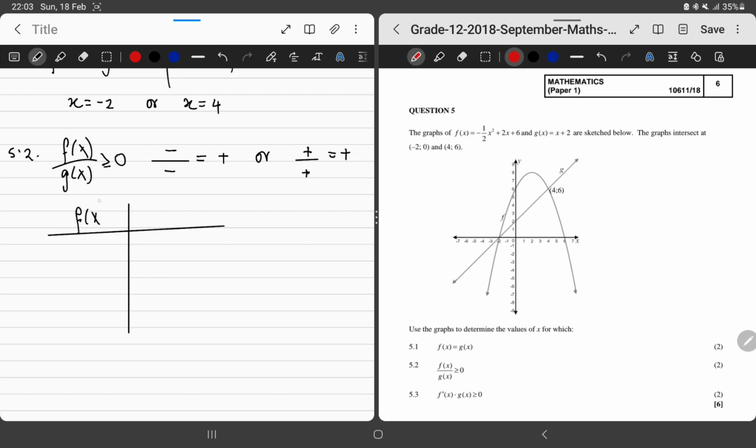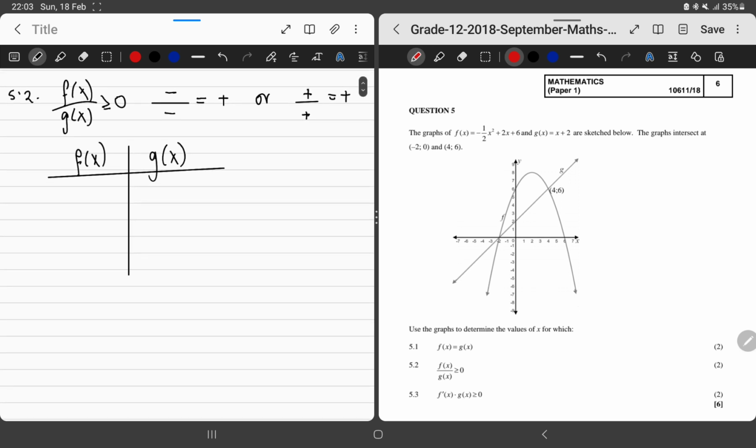I will have an f of x there, and then I will also have a g of x. I will have two scenarios. In the first one, I need to look at where my f of x will be negative and where my g of x will be negative, so that I'll get something that is positive. Negative and negative will give me a positive solution. And then in the second scenario, I need to look at where f of x is positive and where g of x is positive.